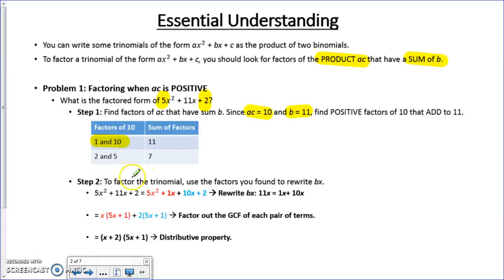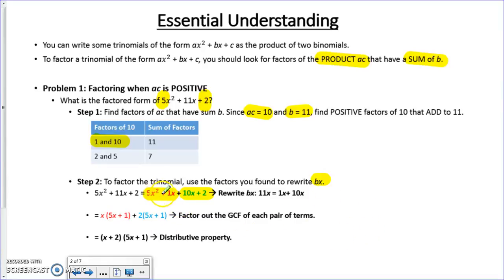Step 2, we're going to factor the trinomial. We're going to use the factors you find to rewrite bx. So the original problem is 5x squared plus 11x plus 2. We're going to rewrite that as 5x squared plus 1x plus 10x plus 2. Then we're going to look at this group, 5x squared plus 1x, and we're going to look at 10x plus 2, and we're going to factor out the GCF of each pair of terms.